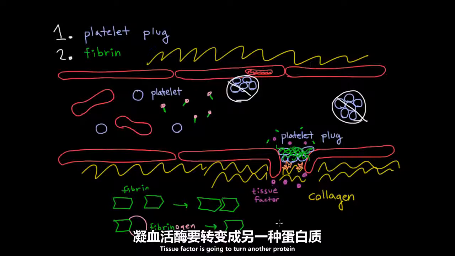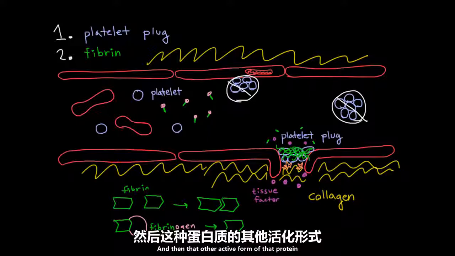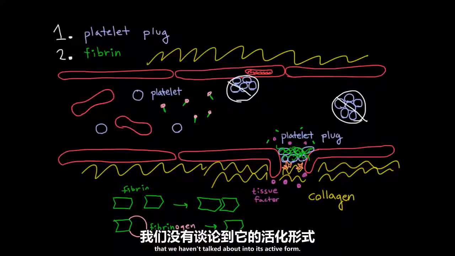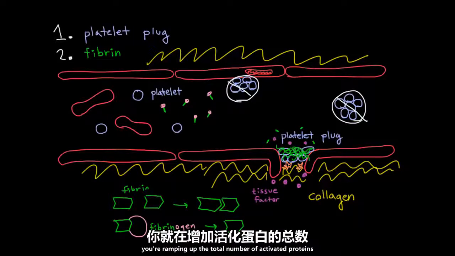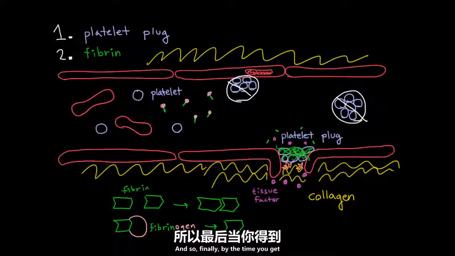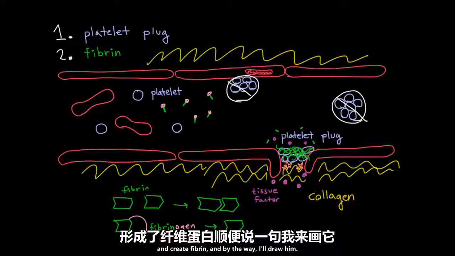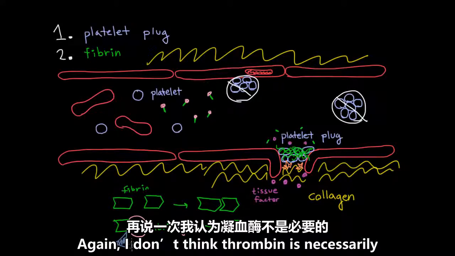So tissue factor, and by the way, I know this is getting convoluted, but try to stick with me. Tissue factor is going to turn another protein that we haven't talked about into its active form. And then that other active form of that protein is going to activate another protein that we haven't talked about into its active form. And then that one is going to do the same, and then that one is going to do the same. And so basically every time you introduce a new protein there, you're ramping up the total number of activated proteins of that type. And so finally, by the time you get to the one that's going to break the fibrinogen apart and create fibrin, and by the way, I'll draw him, and he has a special name called thrombin.